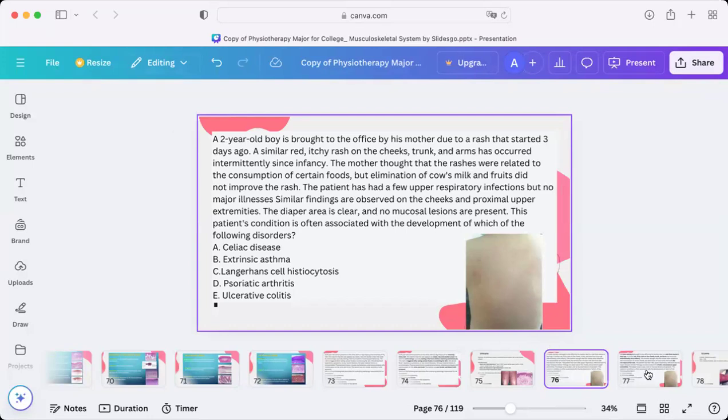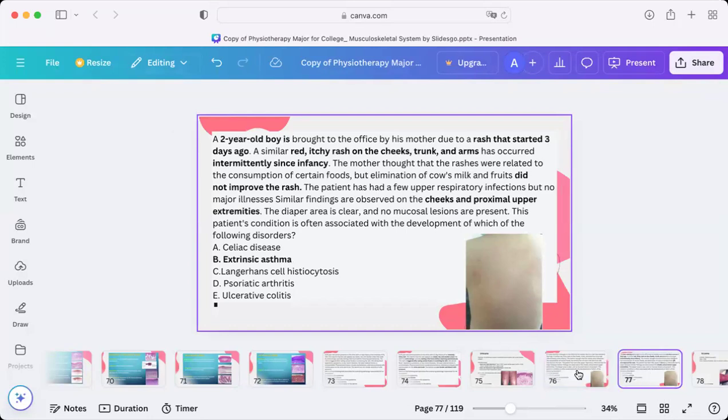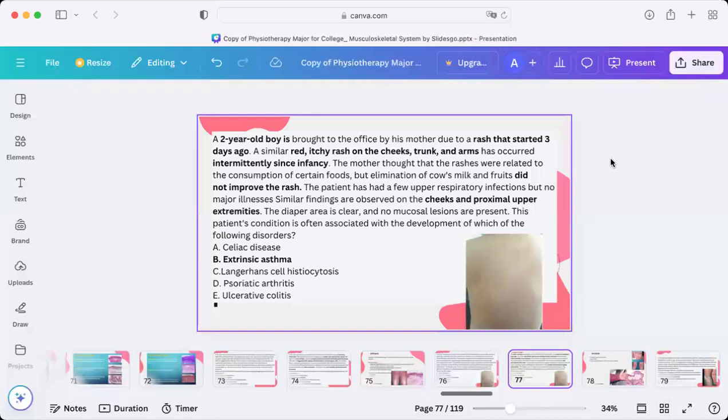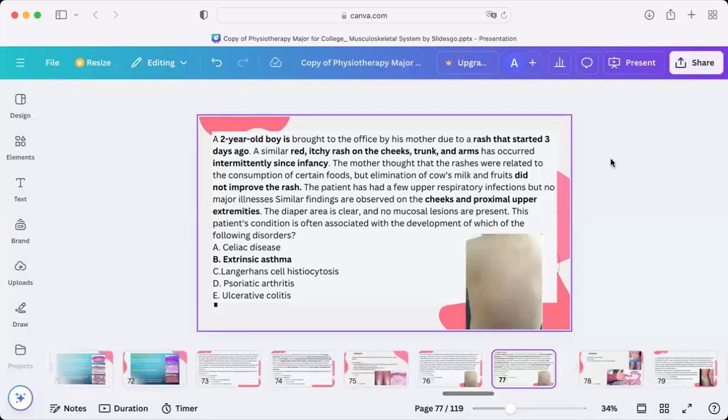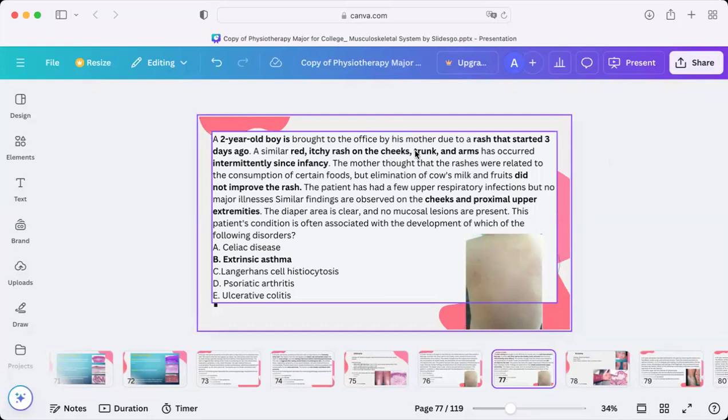Guys, I'll break down this question with you. So the correct answer is B, okay? Eczema. The highest yield presentation of eczema is to be located on the extensor surface, but it can happen on so many different locations. It can happen in the face, as we see over here. It happens in the cheeks. It happens in the trunk, as we can see in the picture, or it happens in the arms. As we know, it happens on the extensor surfaces of the arms.